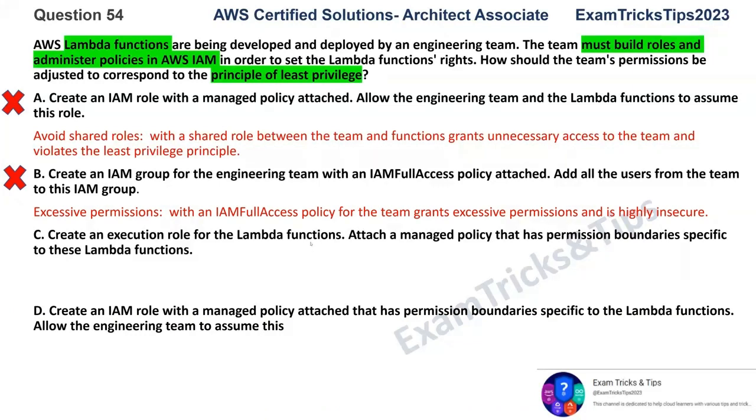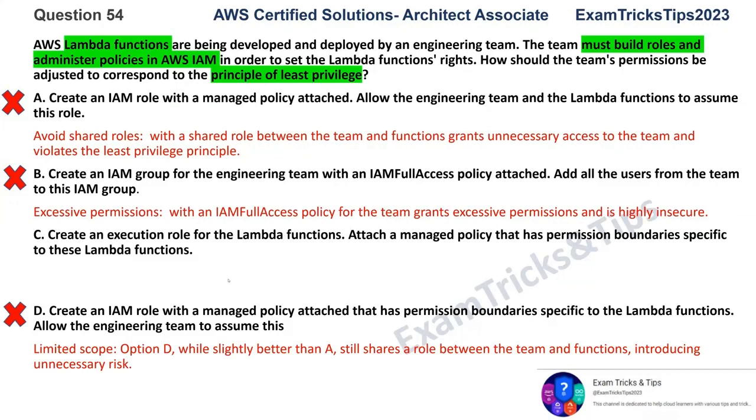Option D says create an IAM role with a managed policy attached that has permissions boundaries specific to Lambda functions, and allow the engineering team to assume this. Now, option D is slightly better than option A, but it will still share the role between the team and functions. So it's basically not correct. It's almost similar to option A in terms of sharing. Even though we are creating permissions boundaries specific to the Lambda function, you are still allowing another resource to share a role which was not created for it. So that's wrong. It's not as bad, but it is still incorrect.